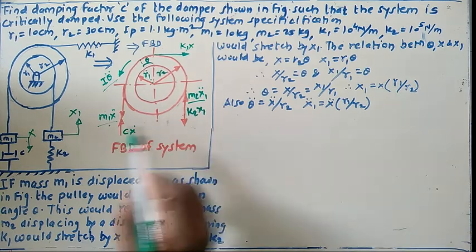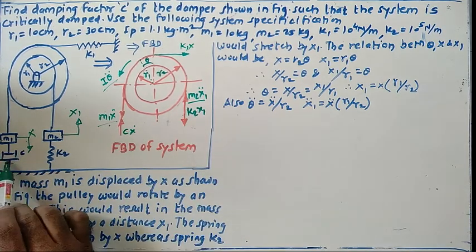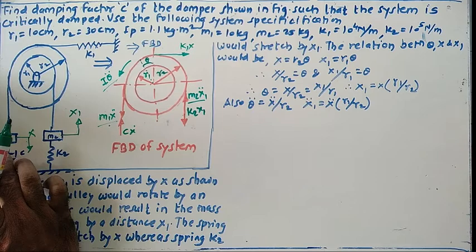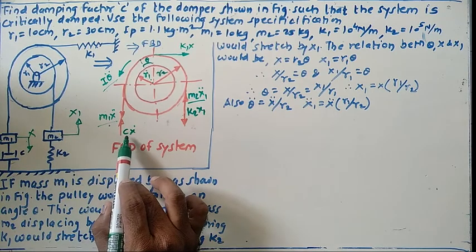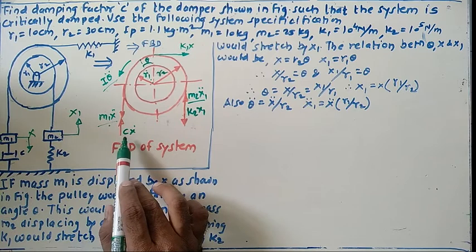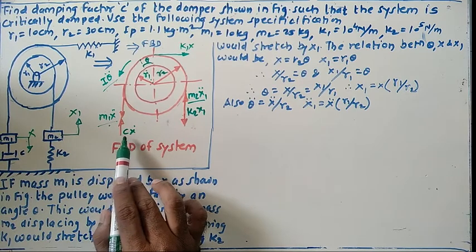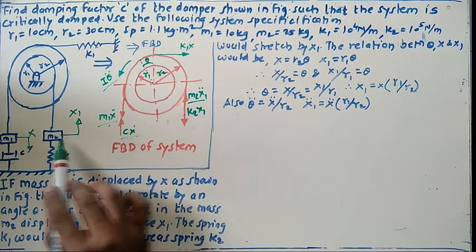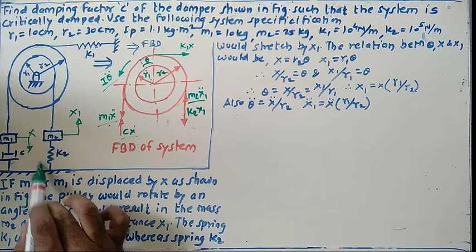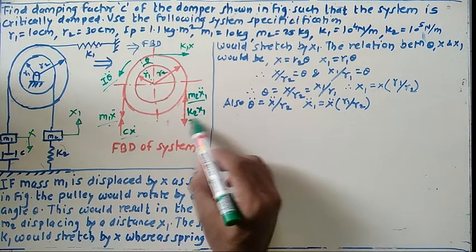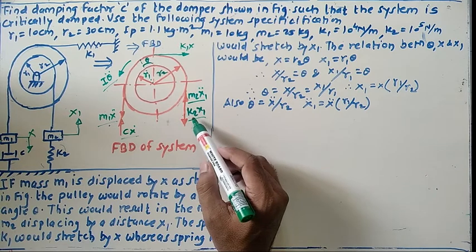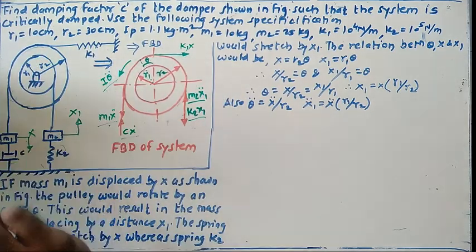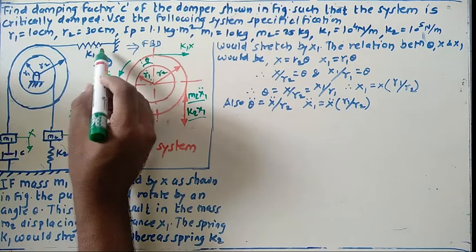Now what about the rest of the forces? If this mass moves in the downward direction, the damper tends to resist that motion, so the damping force comes in the opposite direction of this motion. That is why this one is shown in the upward direction with the magnitude C into x dot. Similarly towards this side, if this moves in the upward direction, the spring opposes the motion, so the spring force comes in the downward direction with the magnitude k2 into x1. One more spring is shown here. So what about the direction of the spring force?